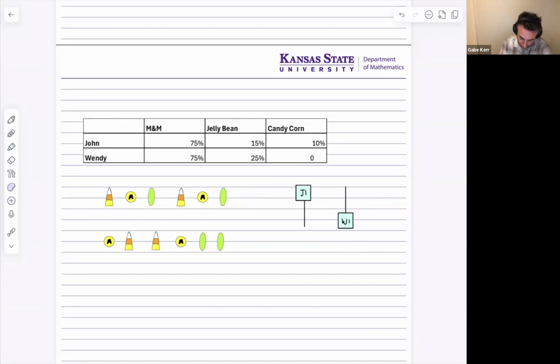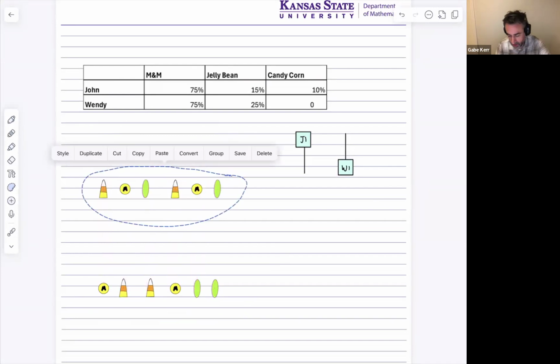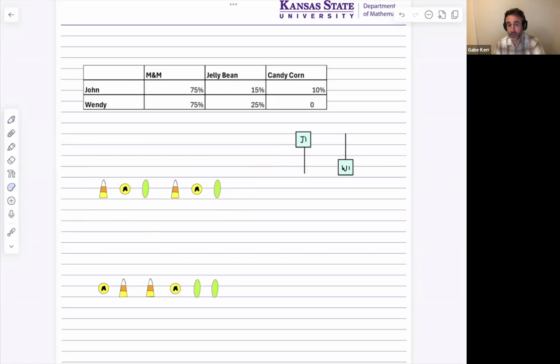Great. Now I've taken the same set of candy, and I've lined it up. I've done my preliminaries really. But what I've also done is a sort of value chart for these two individuals. So what happens here in this value chart is they both really like M&Ms. John can tolerate candy corn. I don't know, he was raised a certain way. Wendy can't abide candy corn. I kind of relate to Wendy, to be honest.